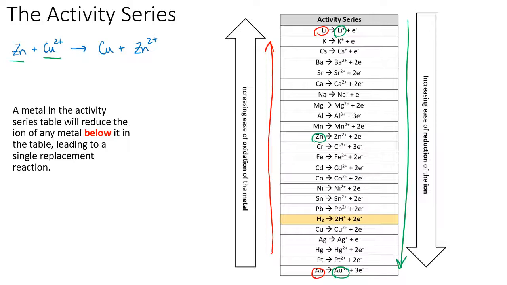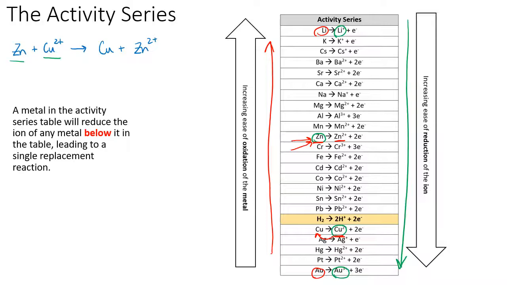Zinc on the left-hand side as a metallic element is right here, and copper ion is over here on the right-hand side. Notice that the zinc is higher on the activity series on the left-hand side than the copper ion is on the right-hand side. If that's the case, a single replacement reaction will take place because the zinc metal is more active than the copper is. Zinc wants to be oxidized to the 2+ charge, and copper wants to be reduced back to elemental copper. If the metal on the left is higher than the ion on the right, then a single replacement reaction will take place.